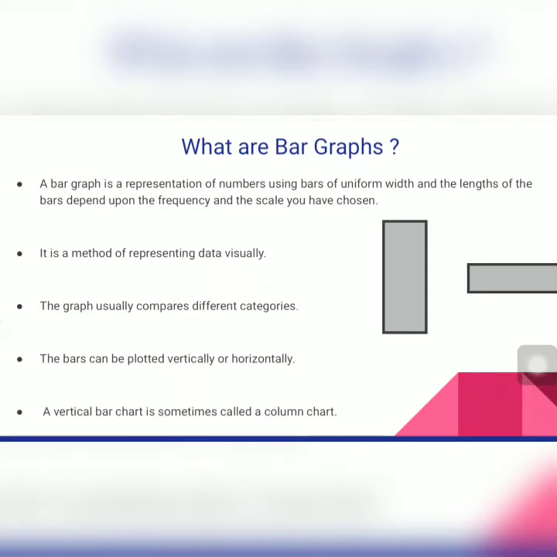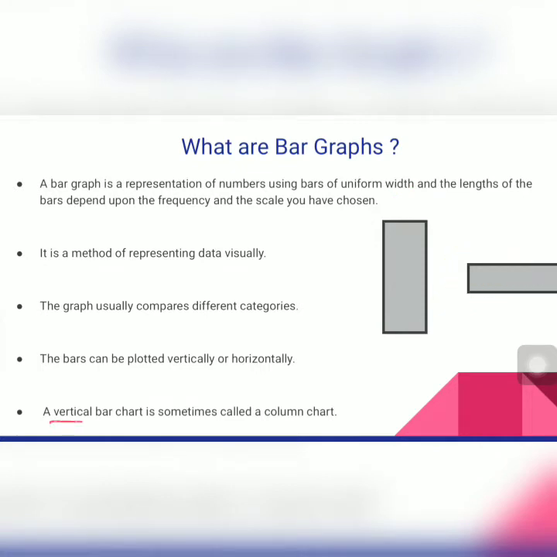That means we can have, suppose, a comparison between the marks of students, or the difference between the sales of a particular thing in different years. There are various examples where we can use bar graphs for comparison between different things. Now, these bar graphs can be plotted vertically or horizontally. Vertically like this, having orientation like this, and horizontally having orientation like this.